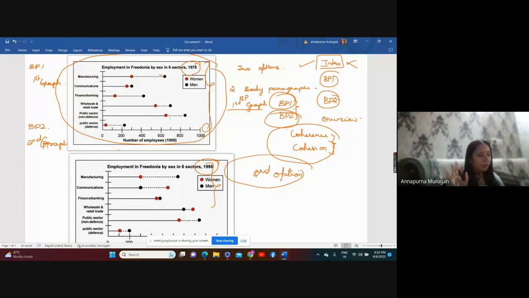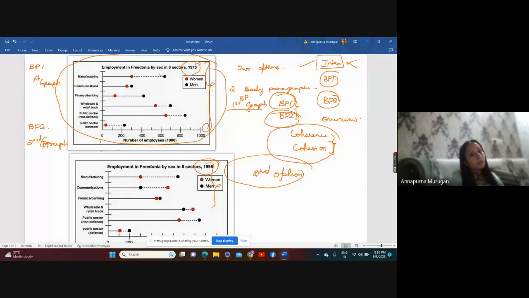This is for when you are fearful about your coherence and cohesion, because that is very important. If you feel that you may mess up the things by combining the ideas, or you may start repeating the things, then to make things better, to look neat, and to have that coherence and cohesion, we take one graph for one paragraph and the other graph for the other paragraph.